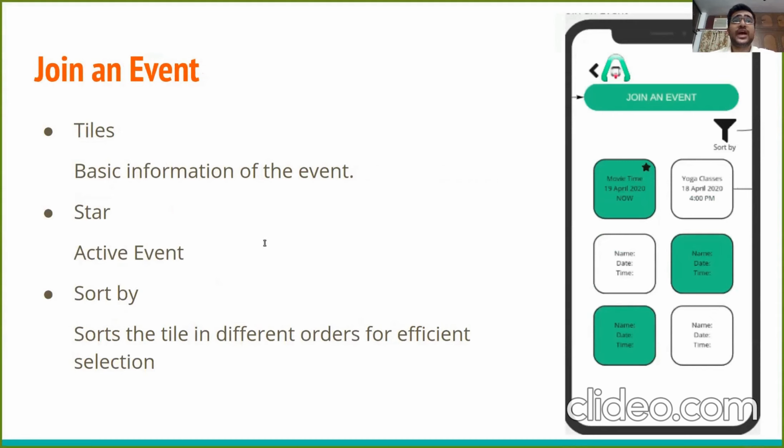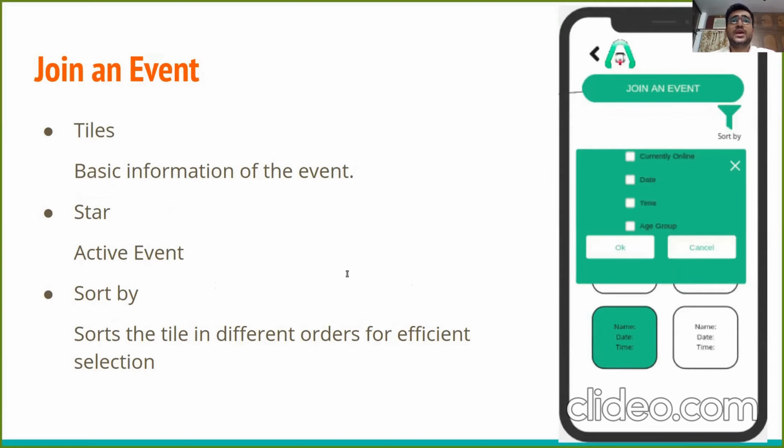Join event. Each tile has details of one event, and the user can have a basic idea of the event like name, date, and time of the event from the tile itself. For more information about the event, he has to select the tile in which he is interested. The events which are live at the moment are represented by a star on the corner, so he doesn't miss out on an ongoing event and can join it immediately.